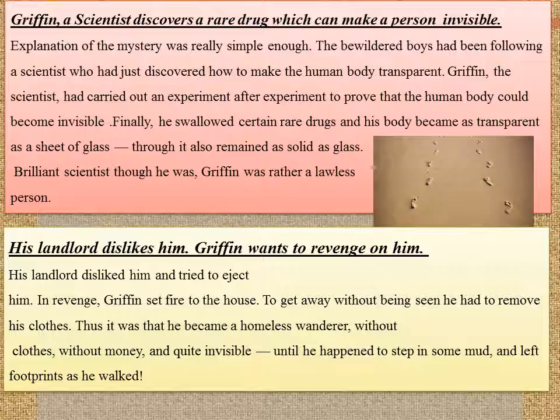Griffin was a lawless person, as he had once burned down the house of his landlord who was trying to throw him out of the house. And then, as he wanted to be invisible, he had to remove his clothes and then roam around without clothes and without money. His presence was felt after he stepped in some mud, and his footprints could be seen as he walked.